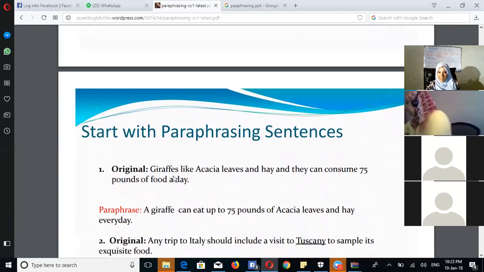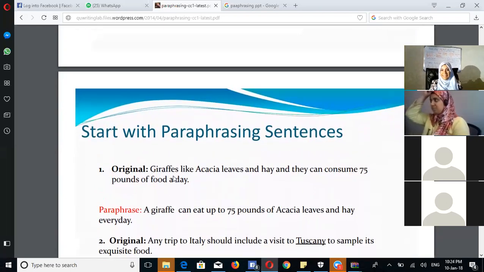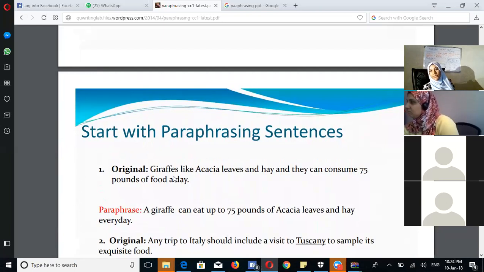Any trip to Italy should include a visit to Tuscany to sample its exquisite food. You guys understand its meaning? To sample means to taste. Don't give us alternatives. Now try to rephrase or paraphrase this sentence.